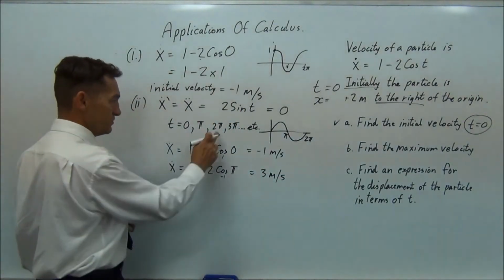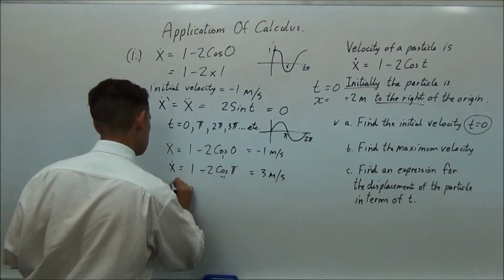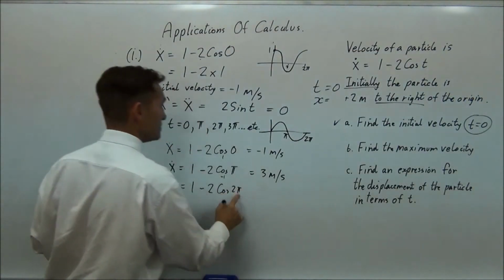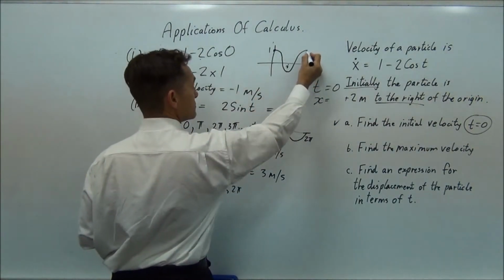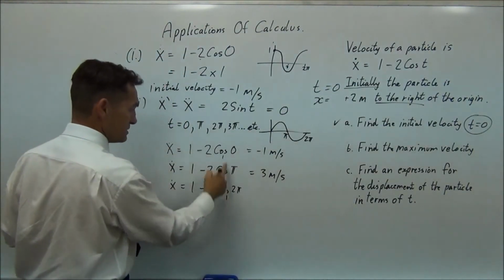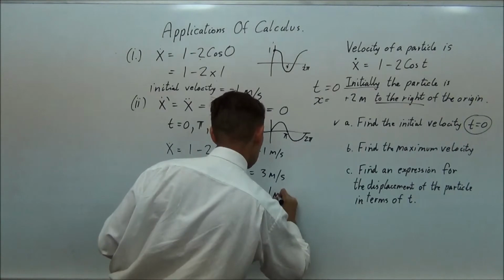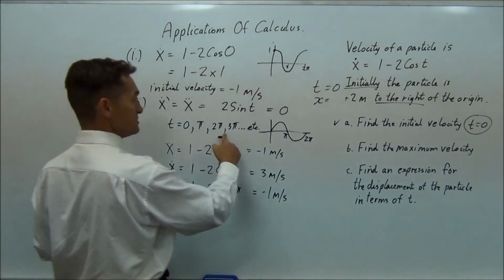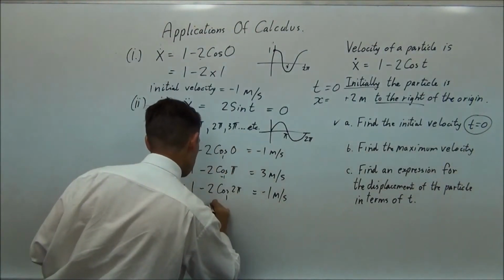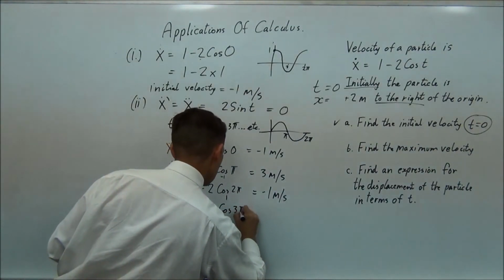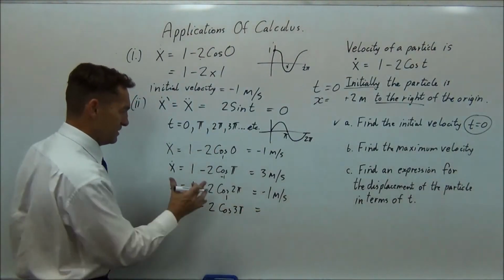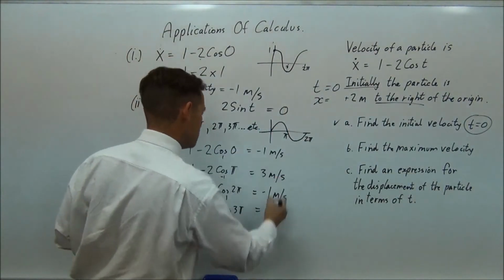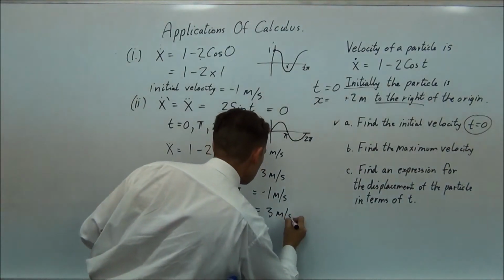When else is it going to? Well, 2 pi. So let's put 2 pi in. We're going to get x dot equals 1 minus 2 cos 2 pi. Let's go back up to cos. At 2 pi it equals 1. So you're going to get the same answer here, which is minus 1 meters per second. Now let's put in the next one, which is 3 pi. So you get 1 minus 2 cos 3 pi. You've already figured it out. I already explained that it's going like this. So this is going to equal 3 meters per second.